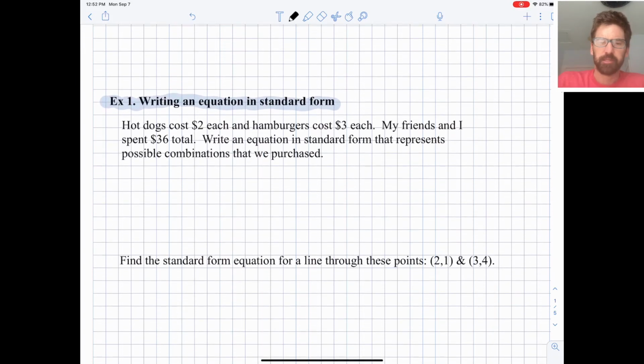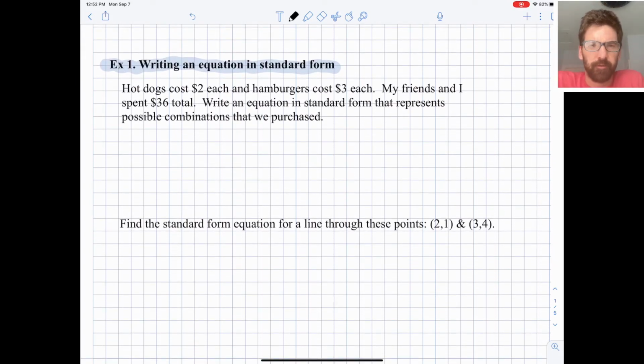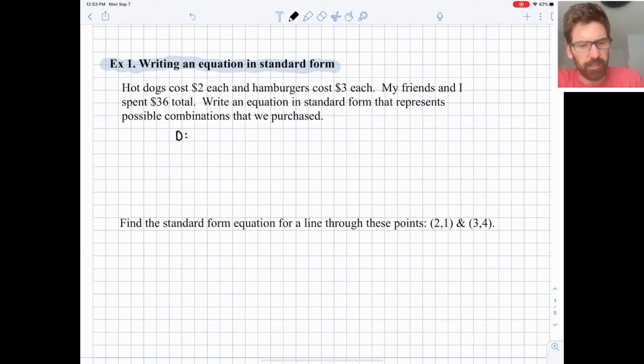Let's look at a couple examples, and this first one shows a really clear example of the main benefit of standard form. Often you have problems like this where hot dogs are $2 each and hamburgers are $3 each, and my friends and I spent $36. What's an equation in standard form that represents possible combinations we purchased? So let's define our variables: D is hot dogs, and maybe B is hamburgers.